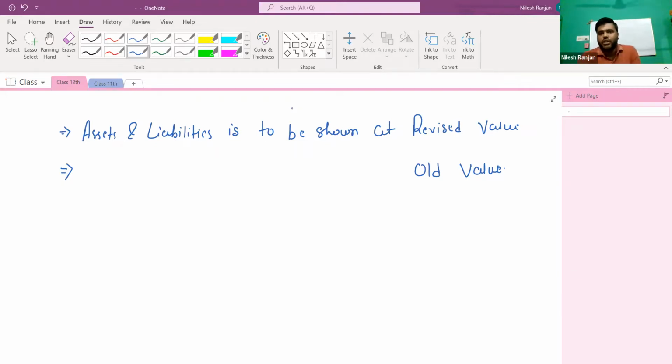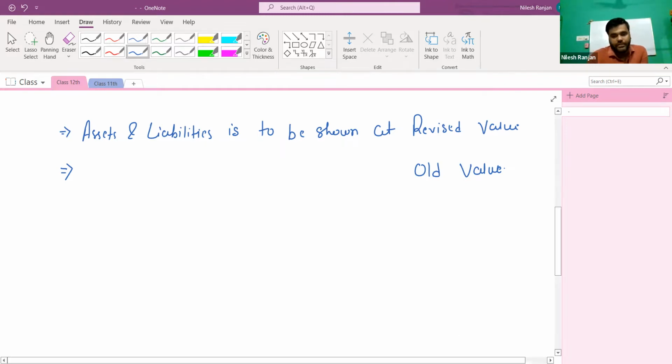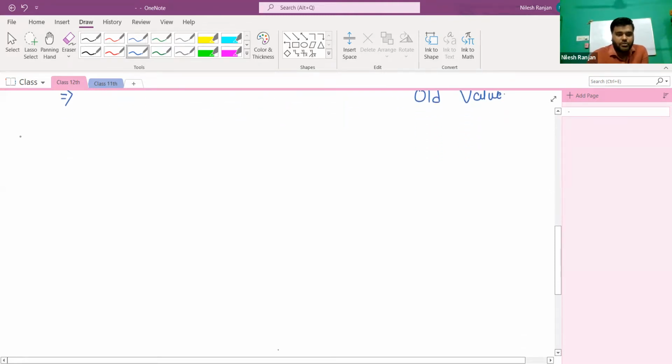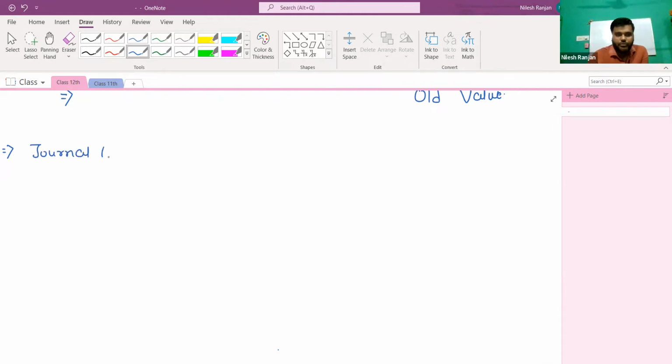If the question asks us to show the assets and liabilities at revised value, then we have to distribute the profit and loss. There is no issue in that because we have done this in the previous chapter, that is change in profit sharing ratio. But if the question says that we have to show the assets and liabilities at their old value, original value, then what do we have to do? So first we revise the journal entry. Actually, I know that you understand the journal entry, but we need to revise this.